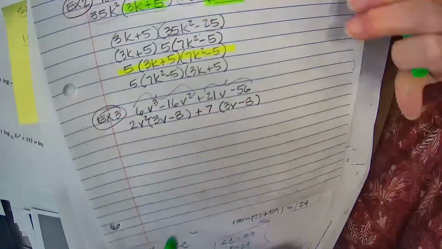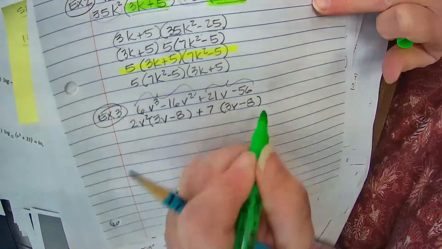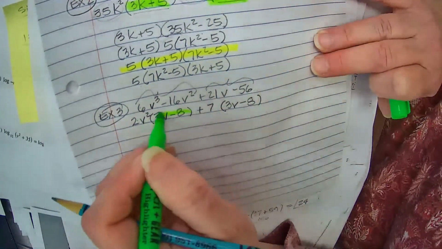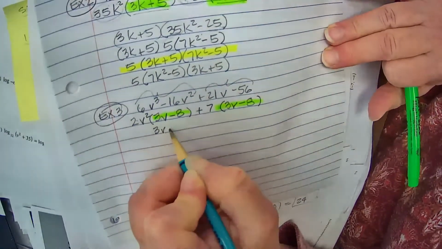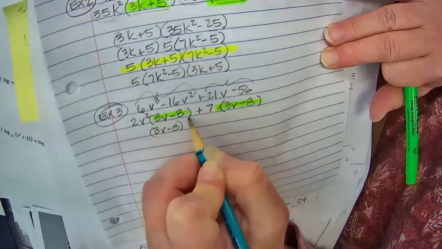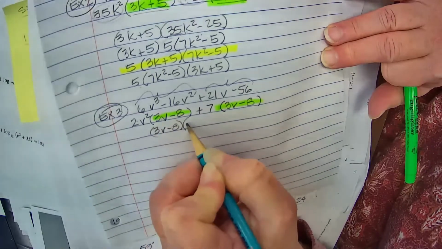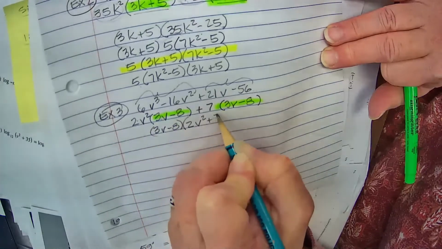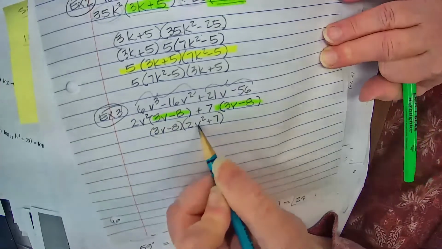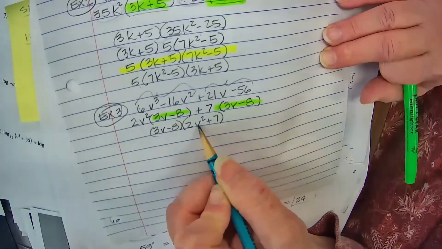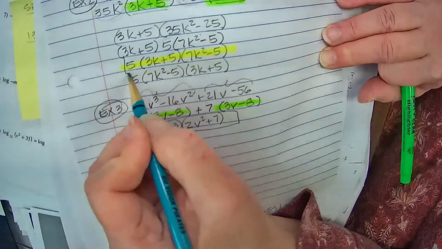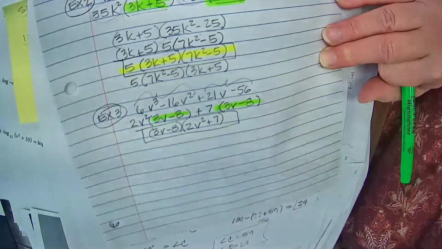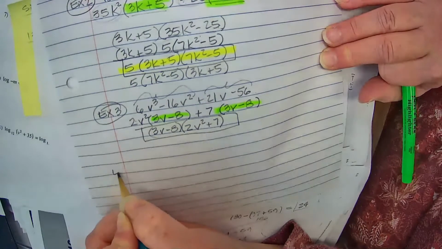Do our parentheses match? Yes, they do. Now you have to put it together. 3V minus 8 times what? 2V squared plus 7. There we go. Does this have a GCF? No, it doesn't. So we're done. Okay, one more.